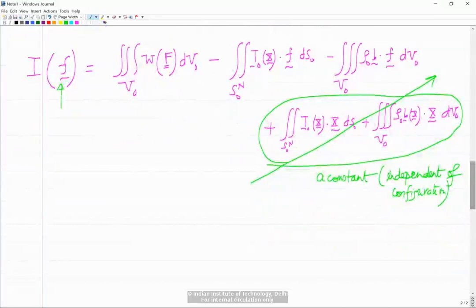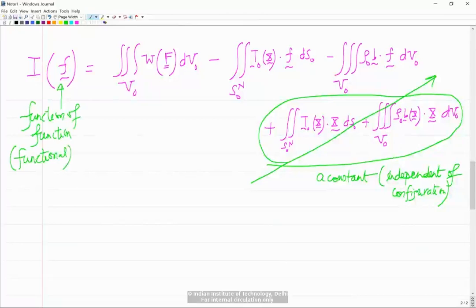So the remaining thing is the potential which has to be minimized. So how do we do the minimization? You see, first of all, the left hand side, the way it is written, it's a function of function. So therefore it's also called functional. I is a function which depends on a small f, which is also a function.